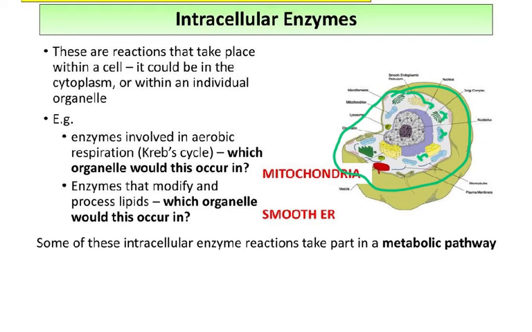It could be in the cytoplasm or within an individual organelle, such as the mitochondria. So enzymes involved in aerobic respiration, which organelle would this occur in? It would be in the mitochondria. Enzymes that modify and process lipids, which organelle would this occur in? It is in the smooth ER. Some of these intracellular enzyme reactions take part in a metabolic pathway. So the aerobic respiration, which takes place inside the mitochondria, that would be intracellular. Intra means inside a cell.